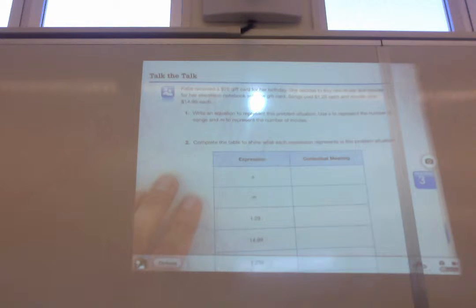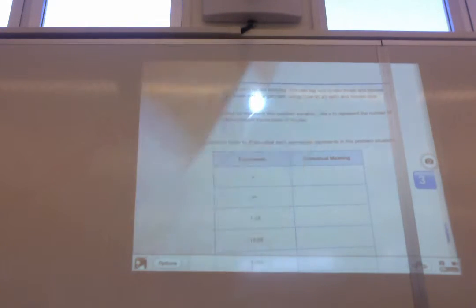Mr. Bernal, could you read to us about Katie? Katie received a $75 gift card for her birthday. She decided to buy music and movies for her electronic notebook with the gift card. Songs cost $1.29 each, and movies cost $14.99 each. Write an equation to represent this problem situation. Use S to represent the number of songs and M to represent the number of movies.